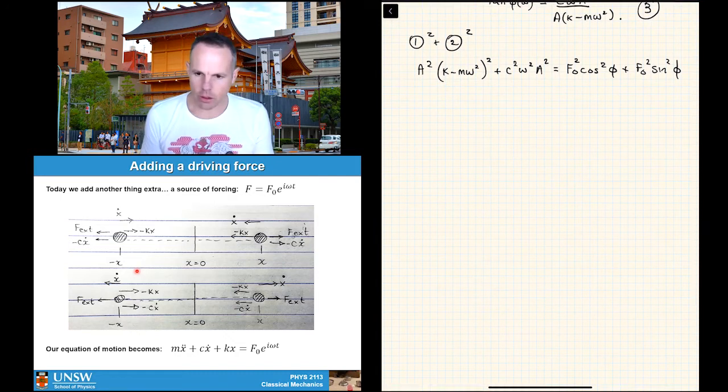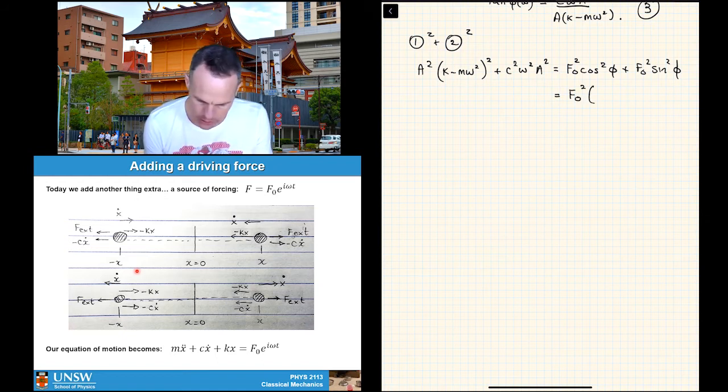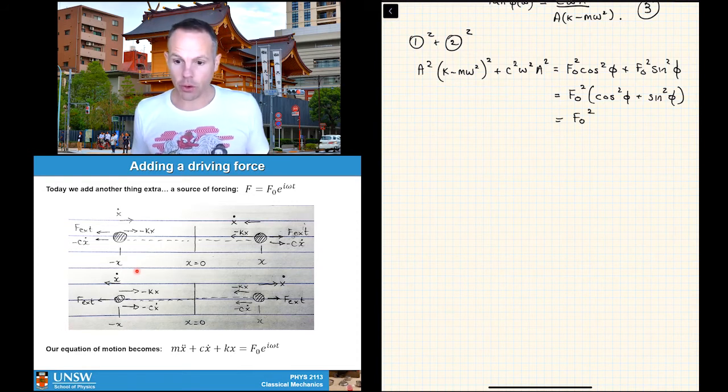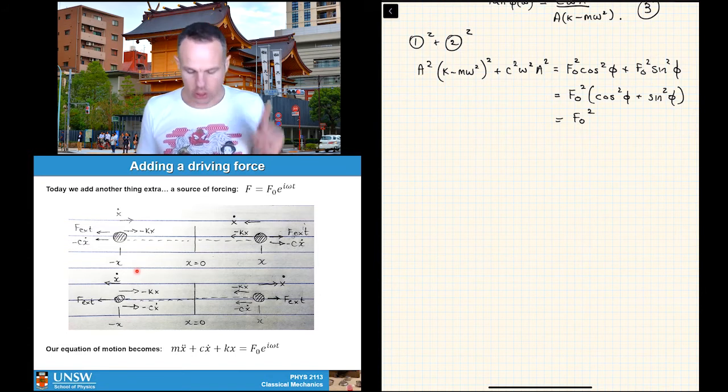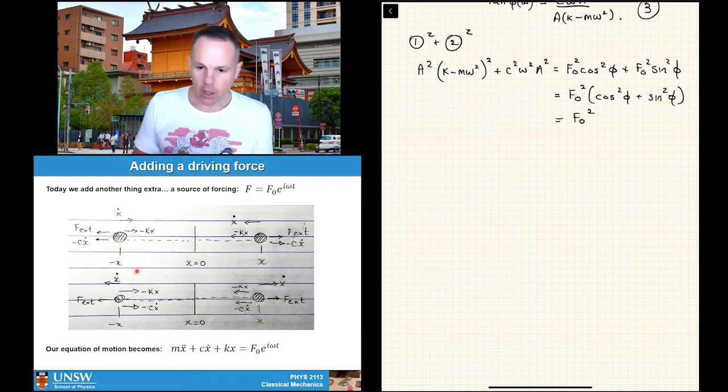We can collect the f0 from this, and just to be really clear, this is now going to be cos squared phi plus sine squared phi, and of course this term here is 1, so this is f0 squared. Okay, so now I've got an expression for essentially a in terms of f0 without any phase terms in this thing. What we need to do here is solve it for a.